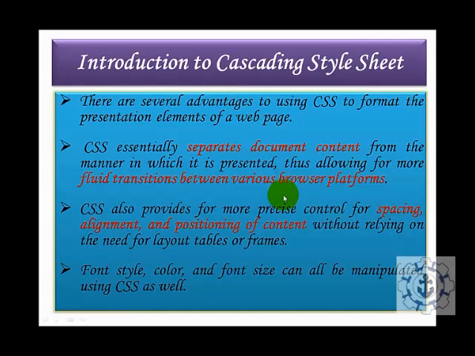We call this browser compatibility. We are going to run this web page on different kinds of web browsers. So how do we control this? Here is the key answer. Using CSS you are able to achieve browser compatibility. CSS also provides more precise control over spacing, alignment and positioning of content without relying on layout tables or frames. So how do we control the spacing and position of an element or content? This is simple. CSS will do this. Font style, colors, and font size can be manipulated using CSS as well.